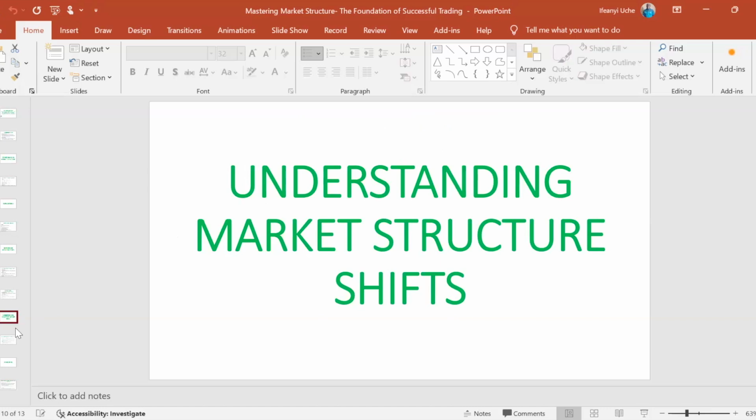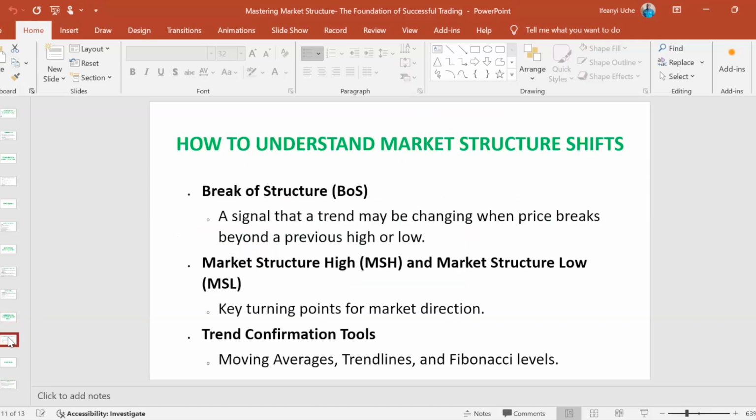Now, how to understand market structure shifts? You have what they call the break of structure, or BOS. Now, when there's a break of structure, it's a signal that a trend may be changing, when price breaks beyond the previous high or low. For example, I use the highs of Monday, Tuesday, and Wednesday to give you. Now, we say, okay, Monday, in the second scenario I painted, I said Monday had a high of 1.35, Tuesday 1.34, Wednesday 1.33.